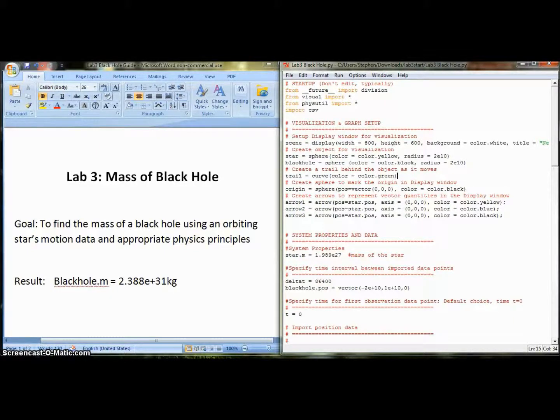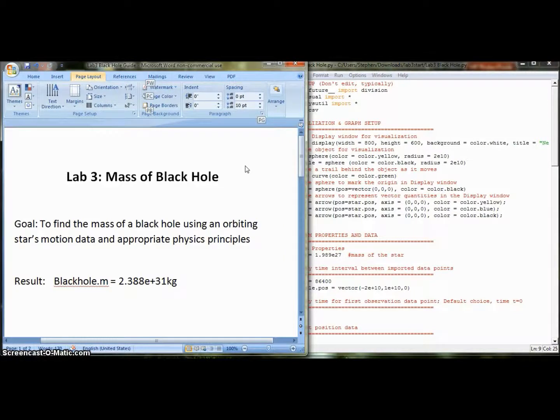In this lab, our goal will be to find the mass of a black hole using an orbiting star's motion data and appropriate physics principles. Instead of predicting the motion of the system using the net force, as we did in the first two labs, this time we will have to use the motion data for the system to predict the net force in order to find the black hole's mass.